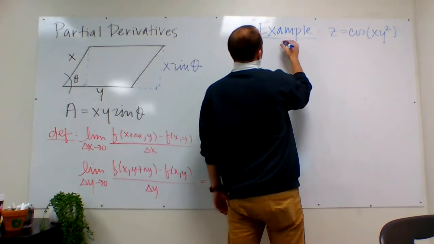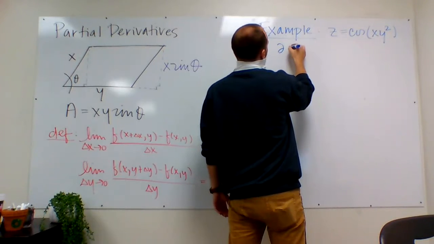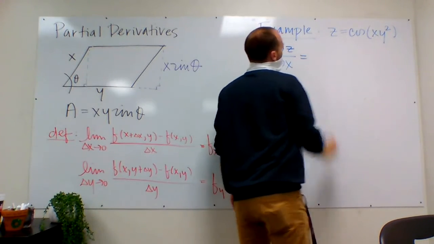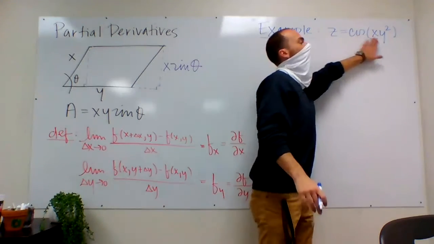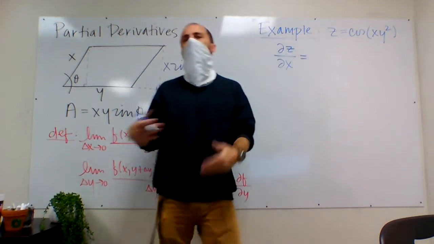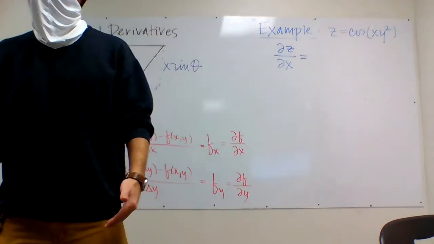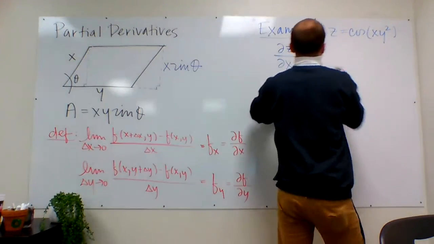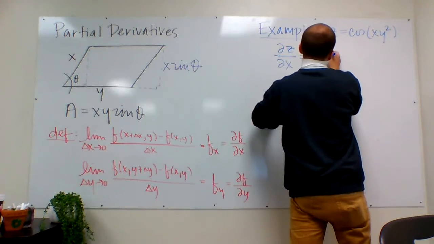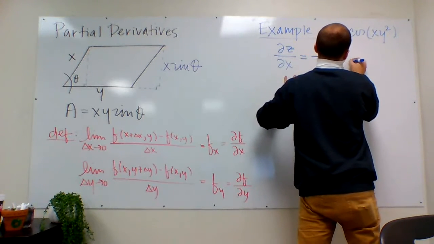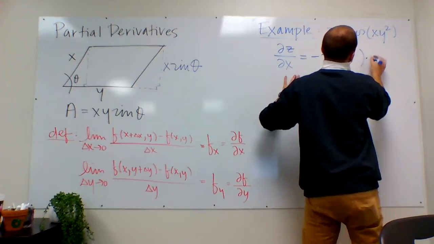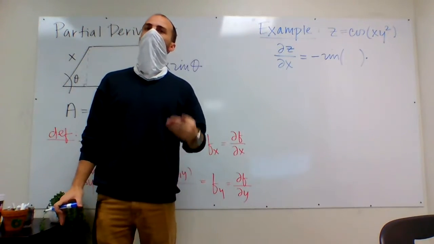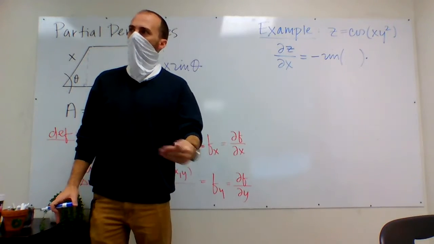So the derivative of z with respect to x is going to be, this is like cosine of 10x. We know how to take the derivative of cosine of 10x. It's going to be negative 10 sine of 10x. So the derivative of cosine is negative sine. Leave the inside the same, and then multiply by the derivative of the inside. Well, the derivative of xy squared with respect to x is just y squared.